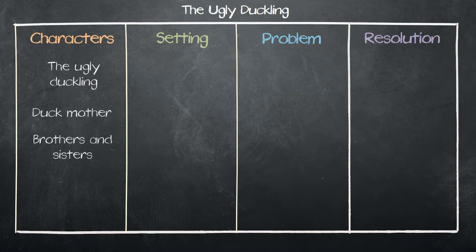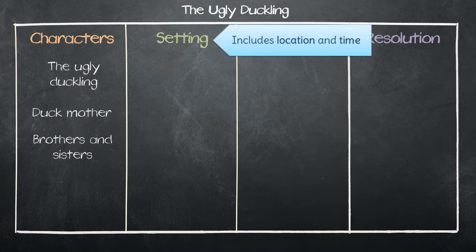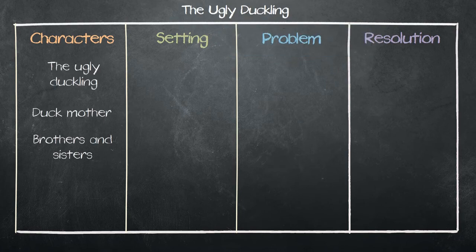The setting includes both location and time. Have the students talk about where and when the story took place, and note those in the setting box. A barnyard out in the country. It took about a year for him to grow up.